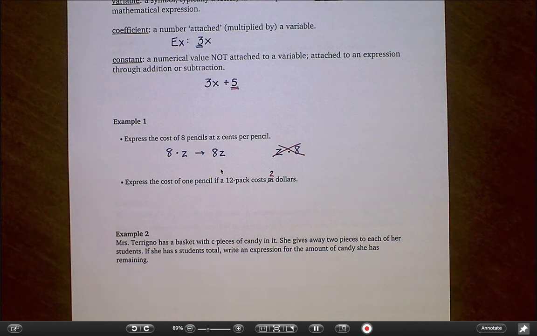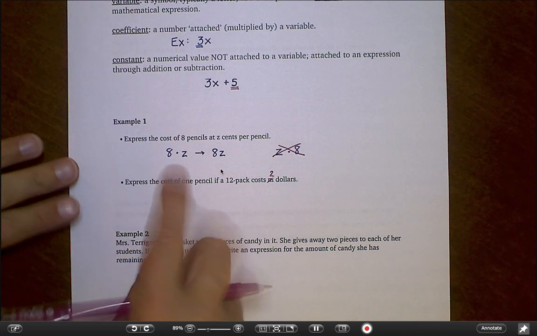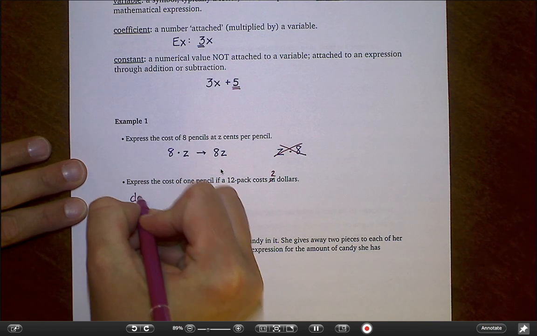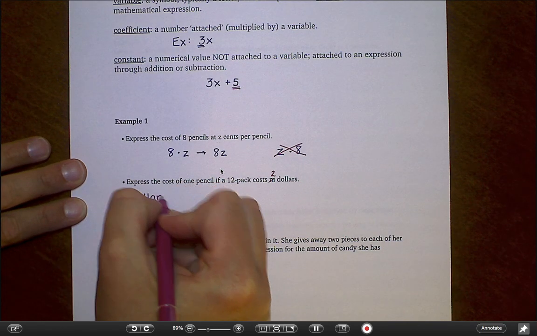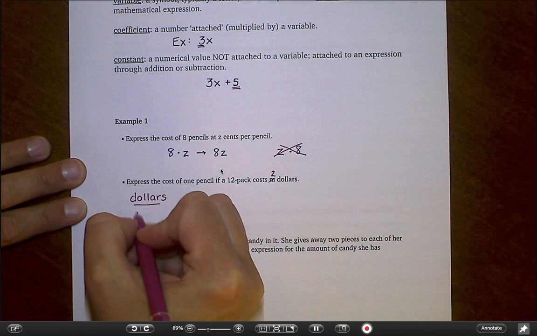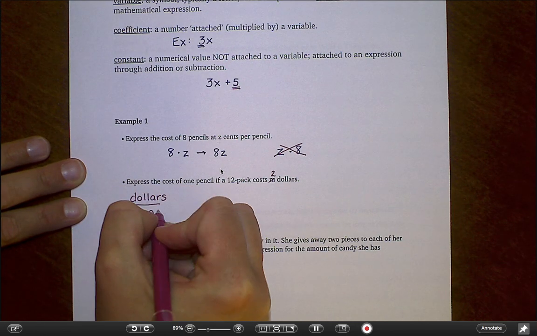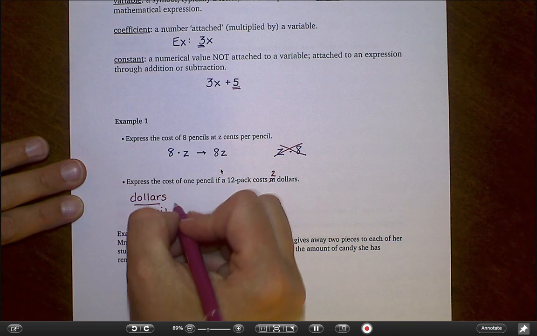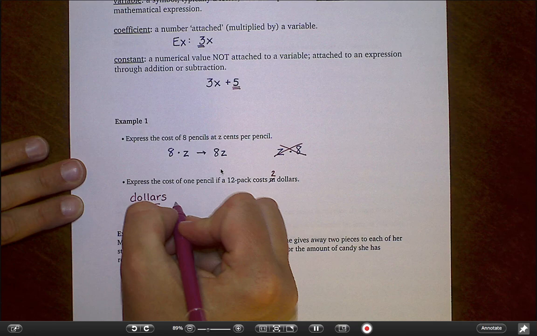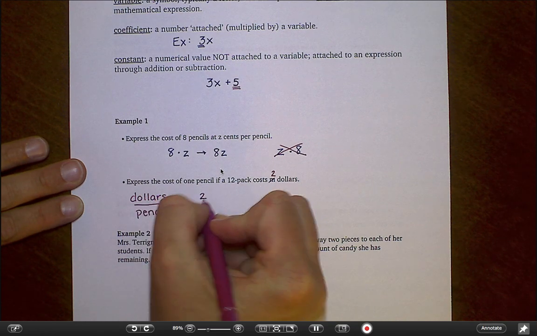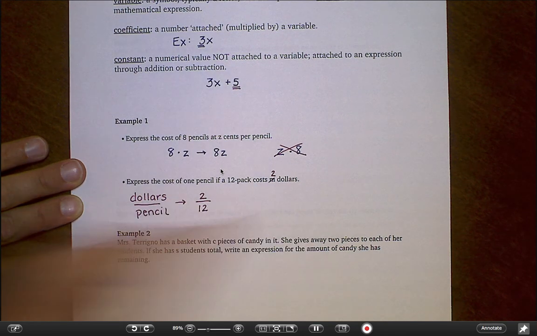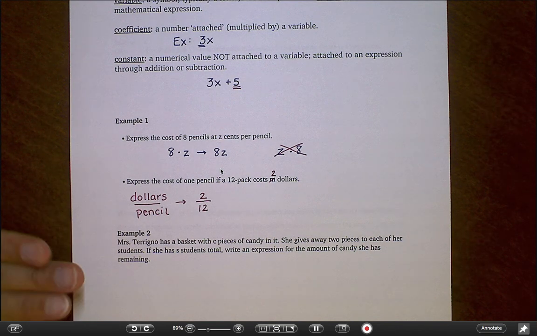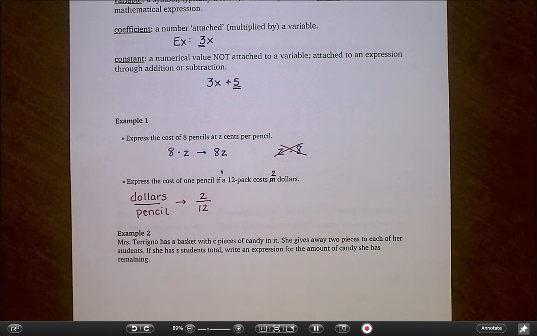Well, if a 12-pack costs $2 and I want to know the cost of 1 pencil, that's the number of dollars per pencil. So this is going to be a division problem. The way I have this written right here, I would take the $2 and divide it by the 12 pencils. And that's going to be some decimal. I mean, it's going to be a certain number of cents or something like that.